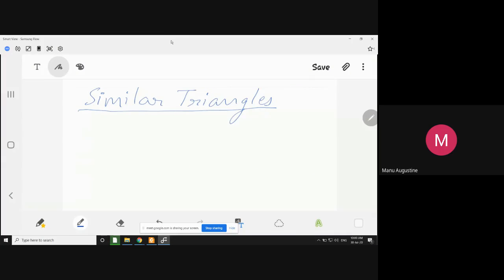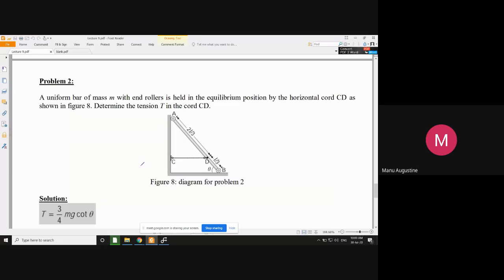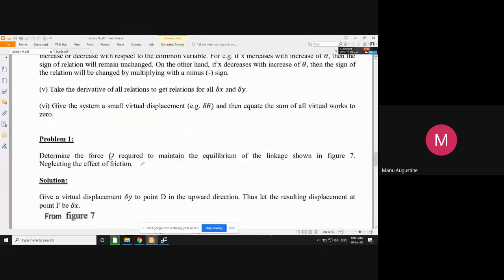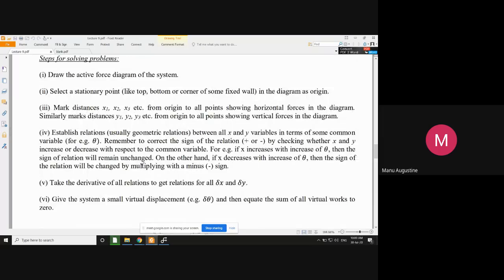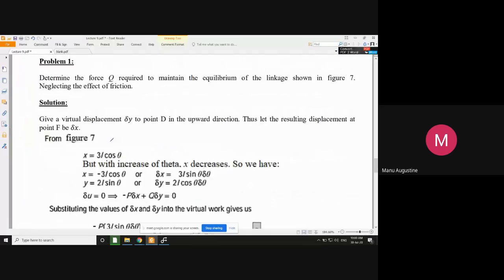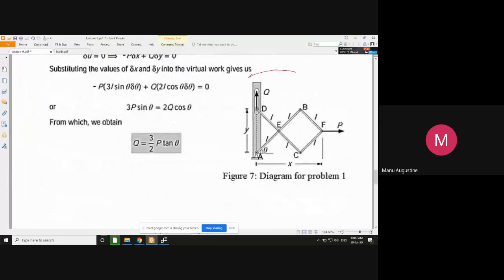In today's lecture, we will be continuing with the concept of virtual work. In the last class, we studied the steps that we have to take, which will help in solving the problems for virtual work. Steps for solving problems of virtual work. So it's a 6-step methodology that we took to solve this problem.